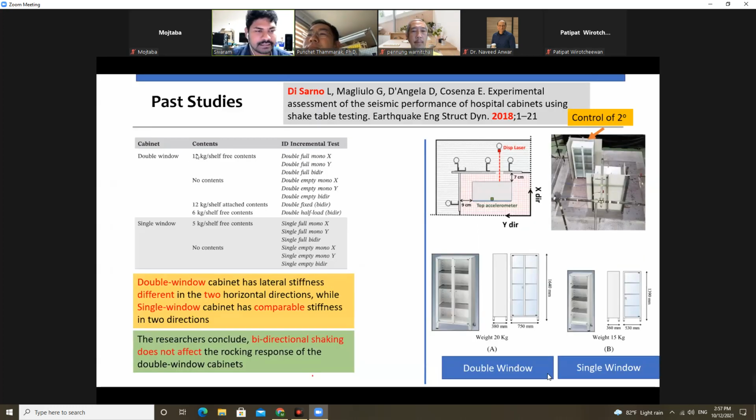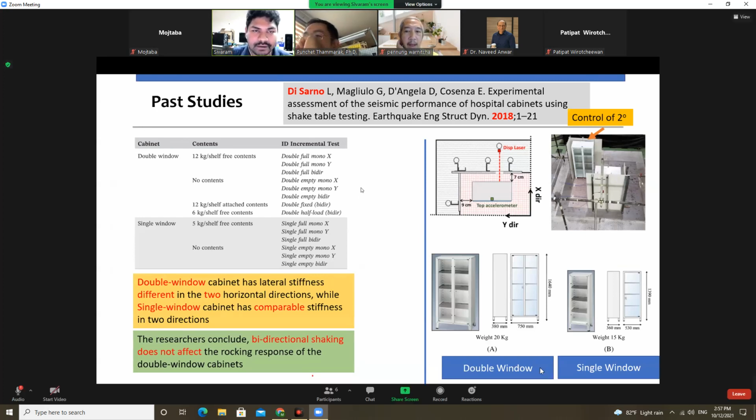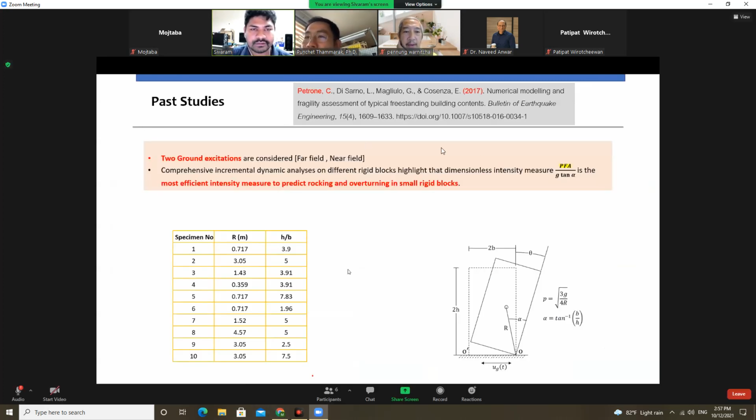This one is the past study. We compare our fragility graph with past studies developed by Daishano, and we compare with past studies by Petron as well.